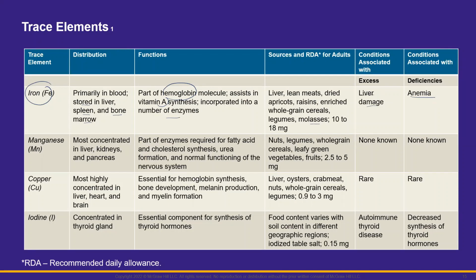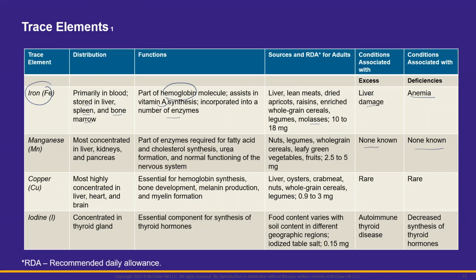Manganese, most concentrated in liver, kidneys, and pancreas. Part of enzymes required for fatty acid and cholesterol synthesis, urea formation, and normal functioning of the nervous system. Source: nuts, legumes, whole grain cereal, leafy green vegetables, and fruit, about 2.5 to 5 milligrams per day. The excess unknown, deficiency also unknown.